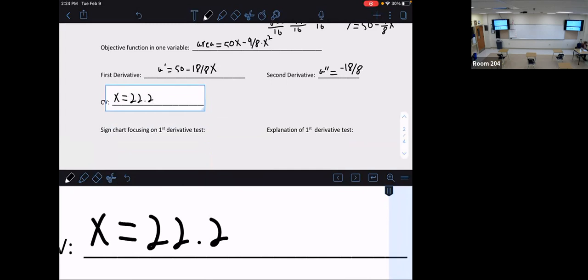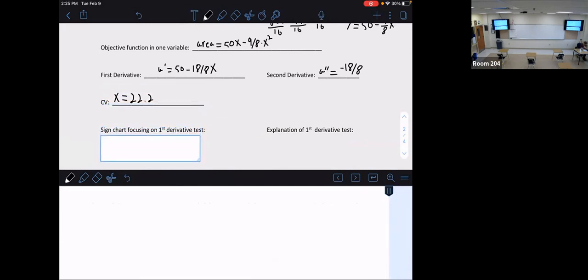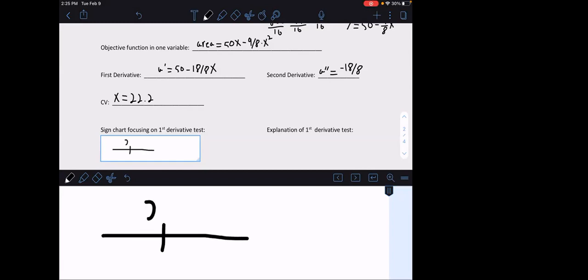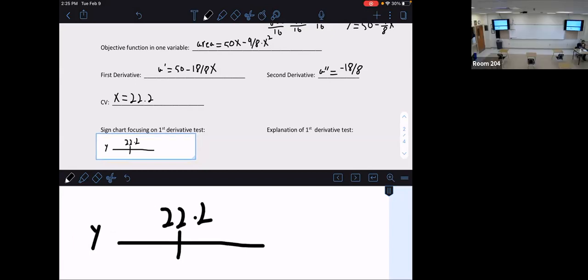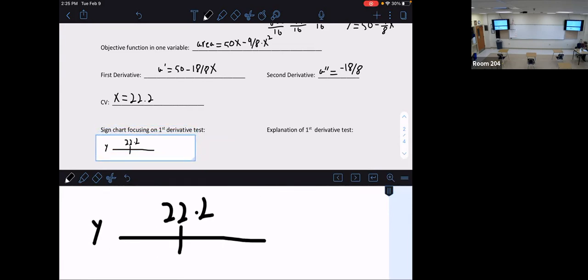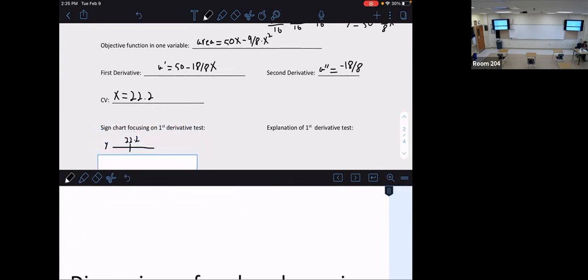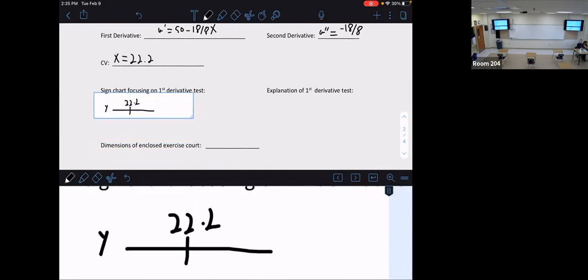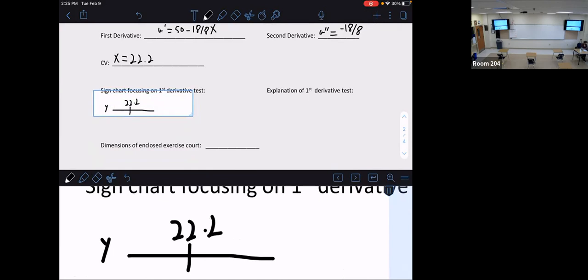Okay, so that's good. Okay, so people in the room, we're going to have you yell. That's okay, they'll be able to hear you. Okay, so Gavin, they have to do a first derivative chart. So tell Ben what he should be writing. All right, so you want to make your line and you want to put your critical value on the line. So you put the line and have a critical value of 22.2. Ben, can you hear Gavin? Barely, but yes, I can hear him.